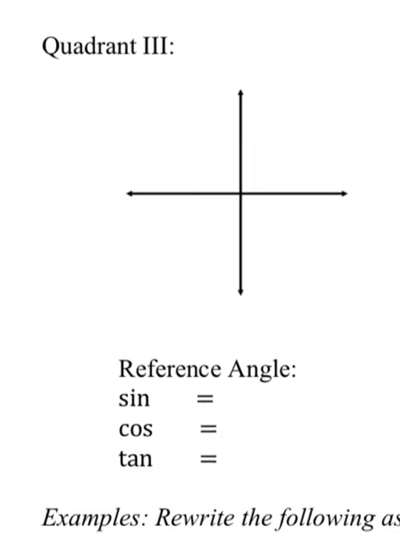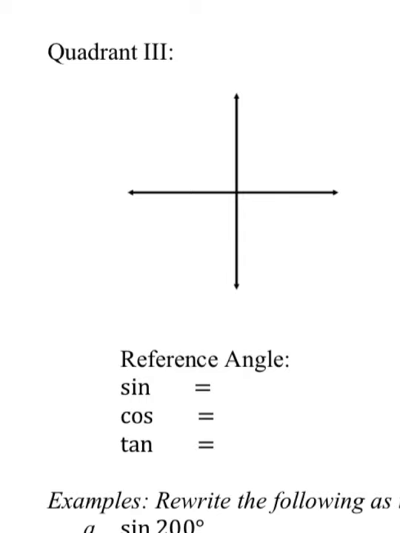Okay, let's look at quadrant 3. It makes more sense by the end, I promise. Quadrant 3, again, we're between 180 and 270. So let's just choose 200. So we'll say theta is 200 degrees. I'll give you a general rule again in a second.